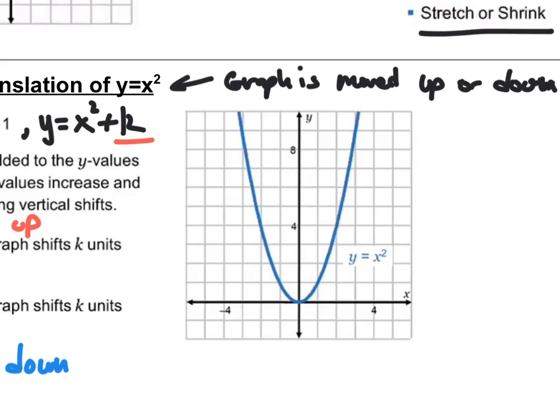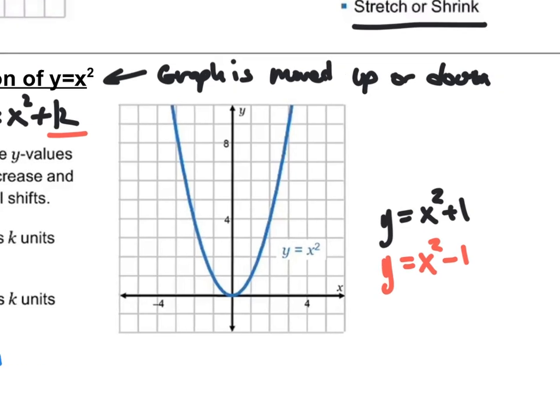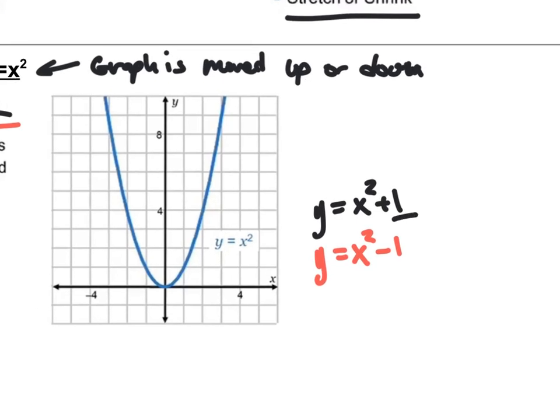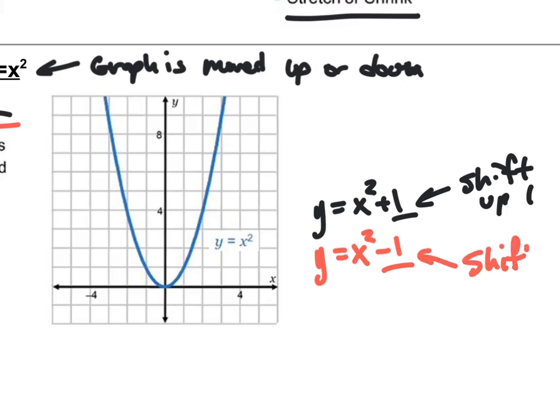We have our parent function here in blue, y equals x squared. But let's say I have the function y equals x squared plus 1, or y equals x squared minus 1. This means we're going to shift the graph. The plus 1 here means we shift up 1, and the negative 1 down here means we're going to shift down 1.